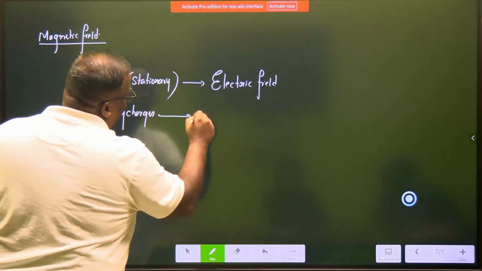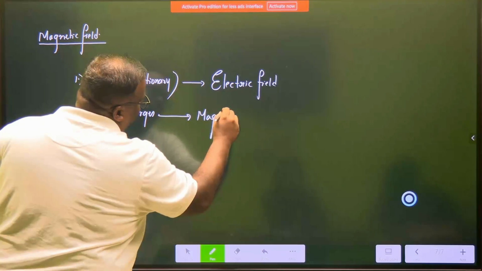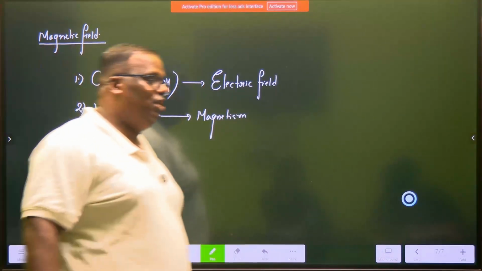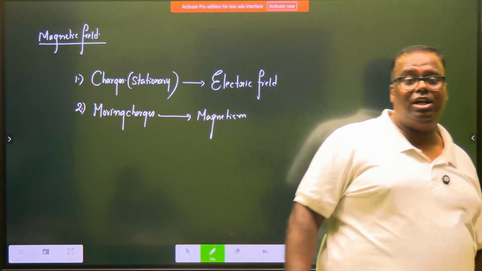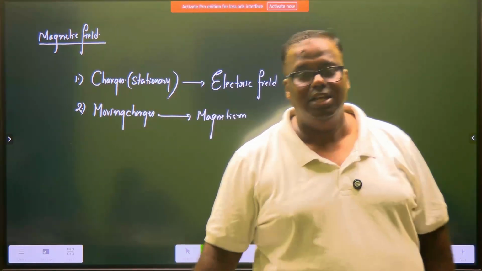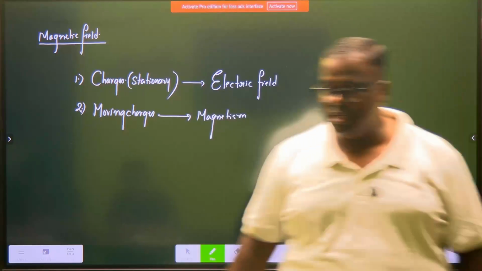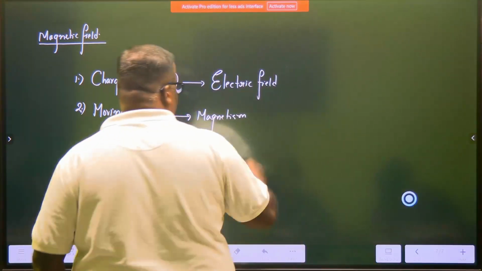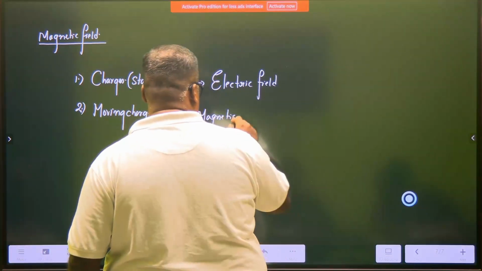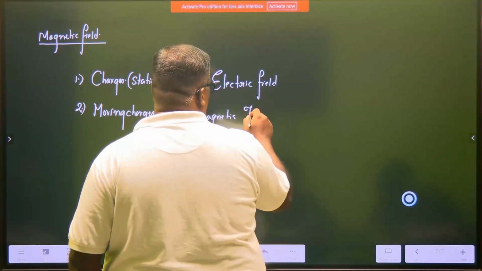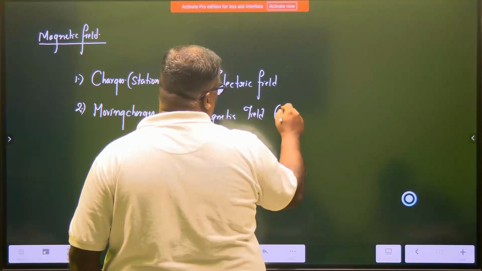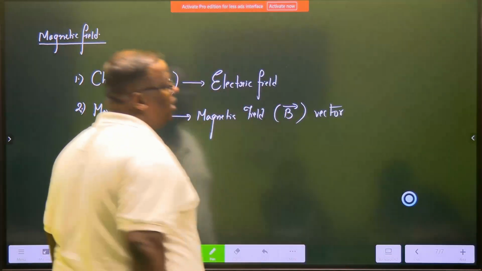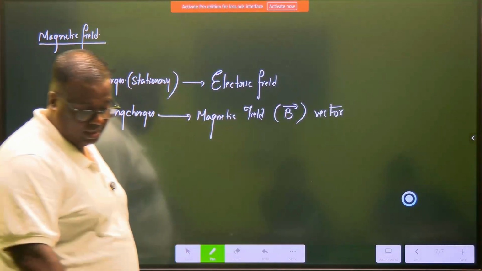Moving charges will create magnetism. And it's nothing new that you are learning, because you just learned about Hans Christian Ørsted's experiment where he said a current carrying wire behaves like a magnet. So current is the flow of charges, moving charges, and the moving charges are going to create your magnetic field. The magnetic field, not magnetism, magnetic field, is always denoted by B with an arrow on its head. So this is a vector quantity. A magnetic field is a vector quantity.